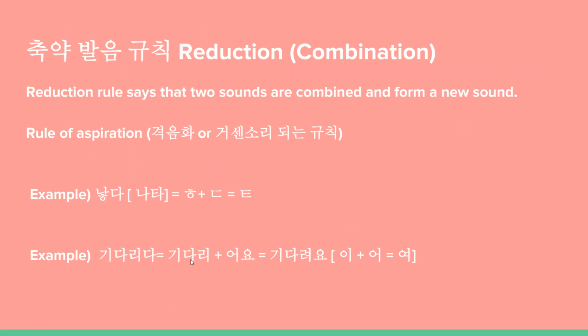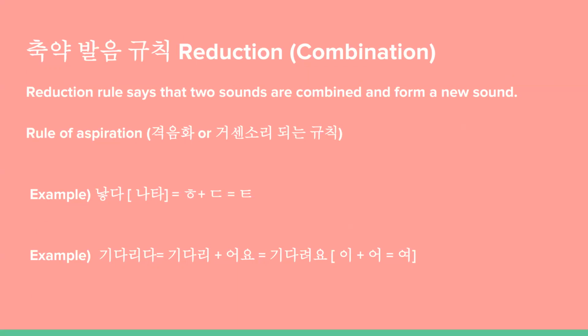The number 2 is 축약 발음 규칙. It's reduction, or you can also say combination rule. A reduction rule is a rule in which two sounds are combined and form a new sound. For example, the rule that is included in the 축약 발음 규칙, reduction, is the rule of aspiration. It's called 격음화 or 거센소리 되기 규칙.